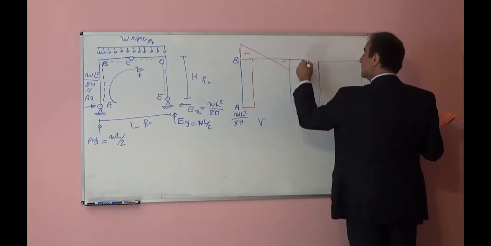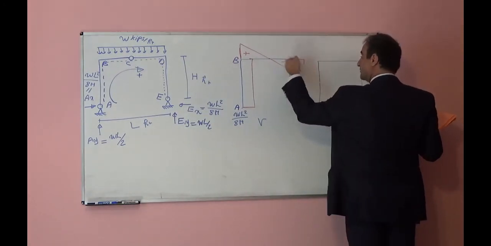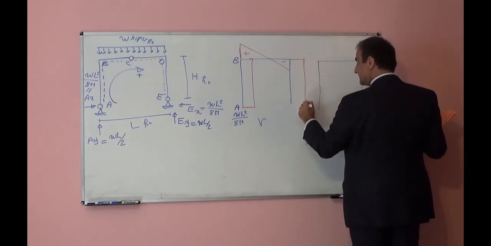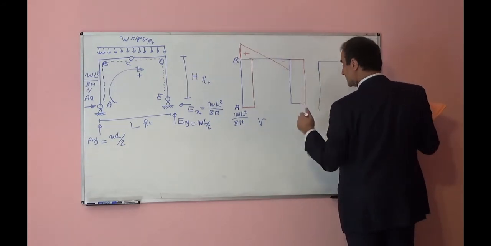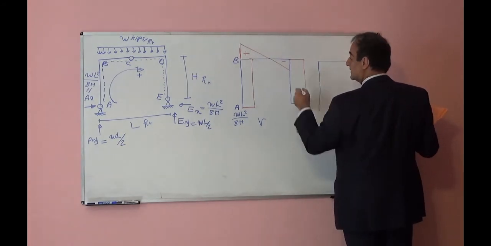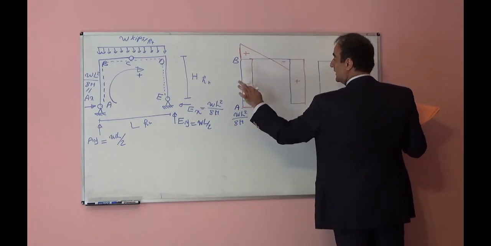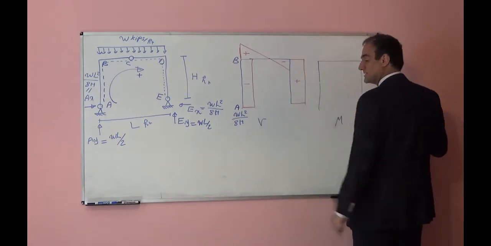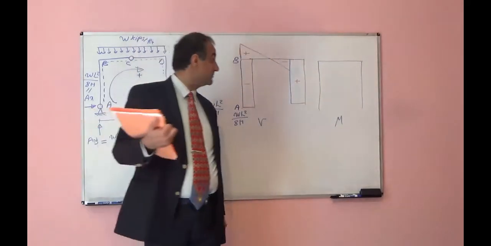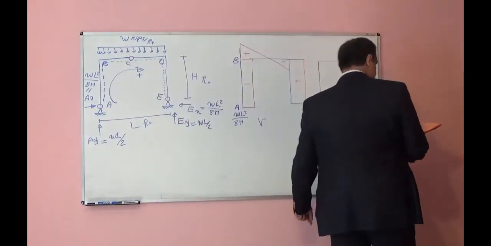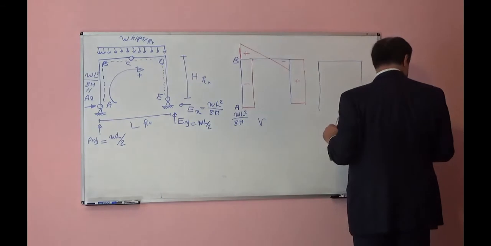We will move up, we will move from left to right, then we will move down because there is no other force. With Ex from right to left I can close the diagram. Why I put here negative, positive, later on with moment diagram I can explain better. Let's see why that is negative, that is positive.